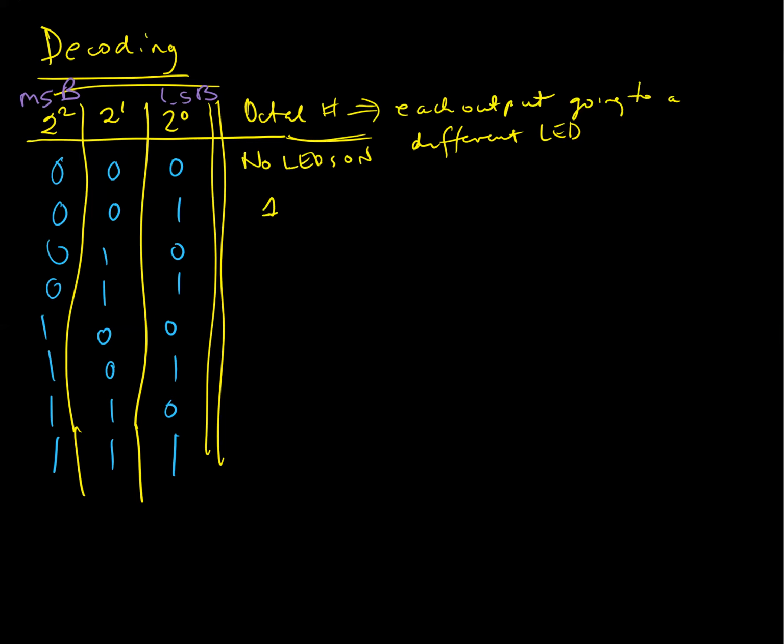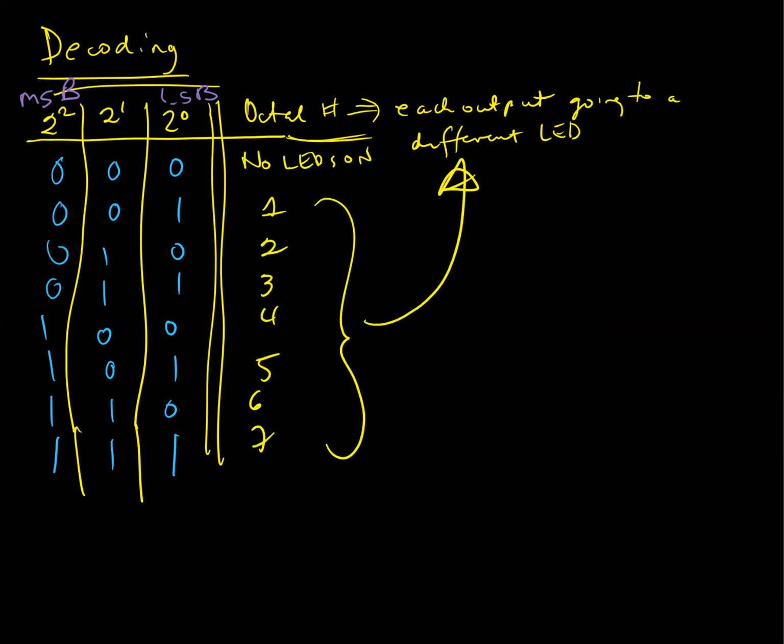And this second one would be a 1, a 2, a 3, a 4, a 5, a 6, and a 7. So for each of these outputs, we're saying a different LED is going to light up, representing the octal number that is formed by decoding these binary inputs, right?